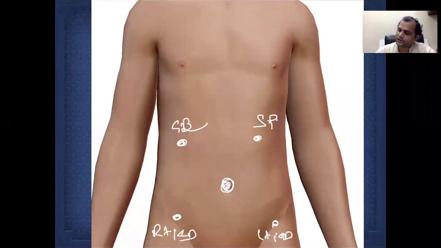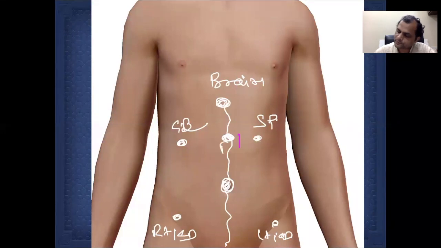Now let's proceed and continue to see what is available in the central line. The upper point is the brain. Then on the level of the gallbladder and spleen, we have the point which is called pericardium. And in between the pericardium and brain, we have the heart. So till this, we have discussed all the things. Let's proceed now.